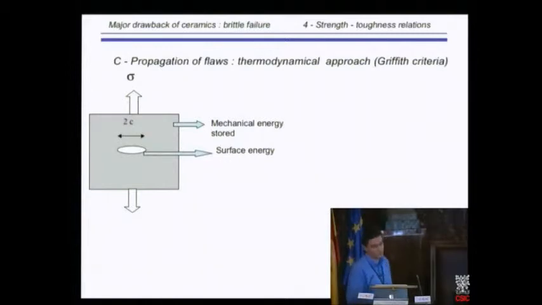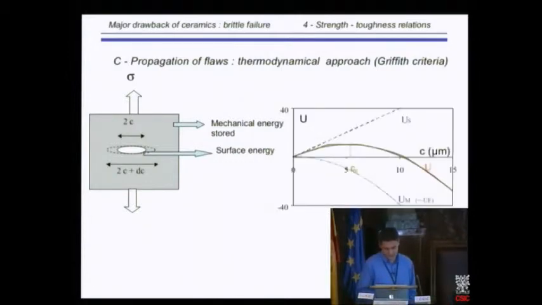There is a second approach, which is called the Griffith thermodynamical approach, and we obtain the same type of results. In this approach, we consider a flow here, and we say, what will be the change in the free energy of the system, because it's a thermodynamic approach. What is the change in the free energy of the system when the crack propagates from here to this region? And if we plot the variation in energy versus crack length, we have two aspects.